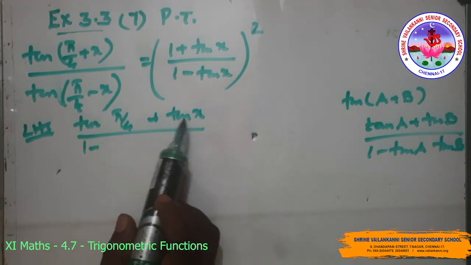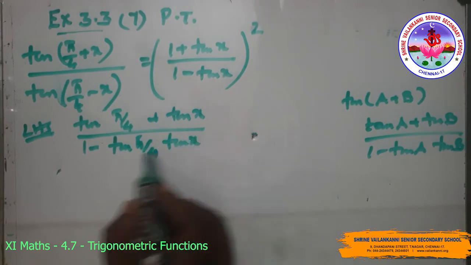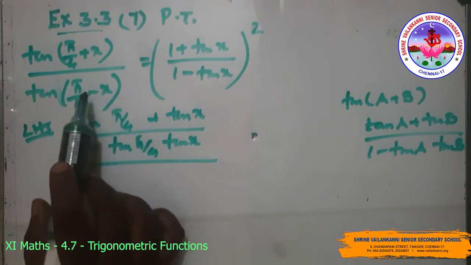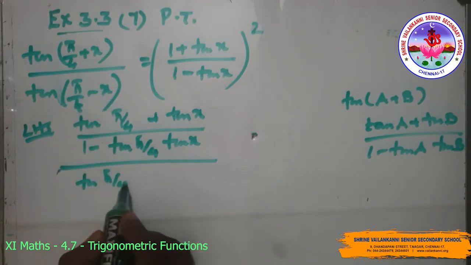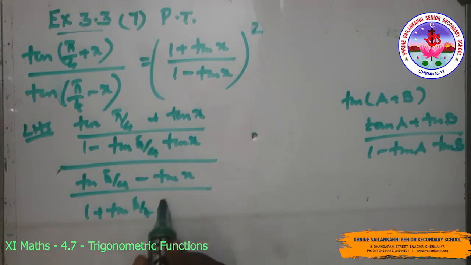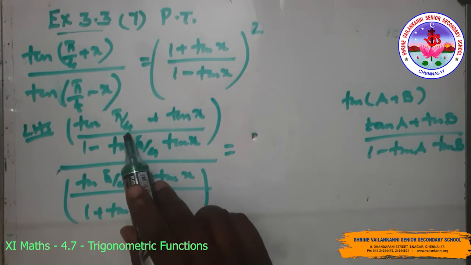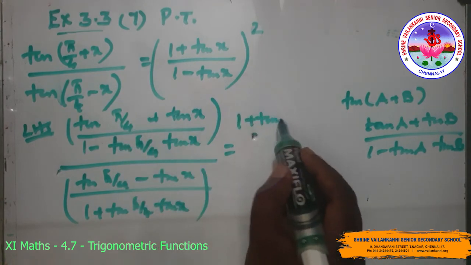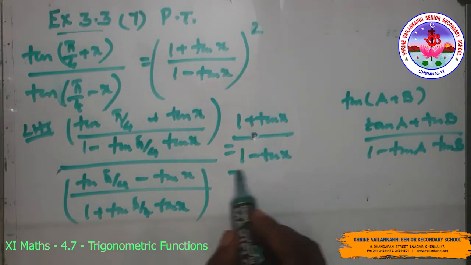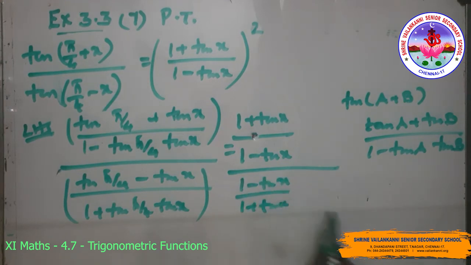So tan pi by 4 plus tan x by 1 minus tan pi by 4 tan x, whole by, now I am going to use the formula for this denominator, tan pi by 4 minus tan x by 1 plus tan pi by 4 tan x. So which is equal to, tan pi by 4 is 1. So 1 plus tan x by 1 minus tan x, whole by 1 minus tan x by 1 plus tan x.